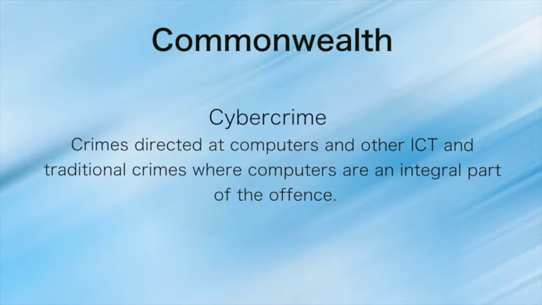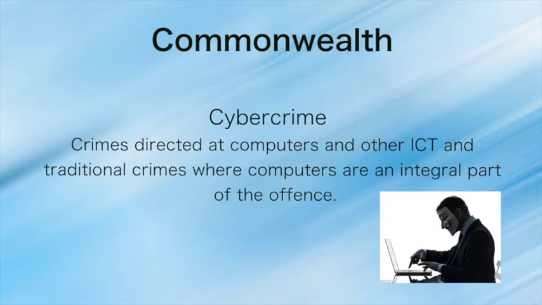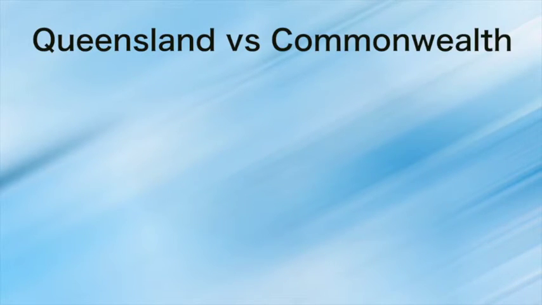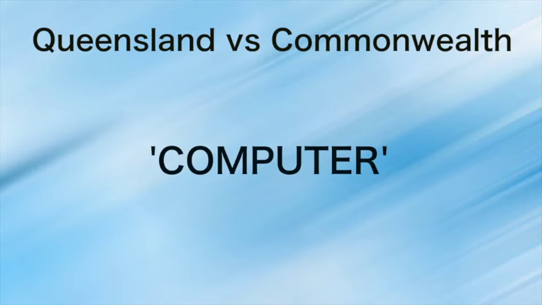The Commonwealth uses the term cybercrime to describe both crimes directed at computers and other information communications technologies, such as hacking and impairment attacks, and traditional crimes where computers are an integral part of the offence. While the Queensland legislation specifically refers to systems of networks of computers within the definition of computer, the Commonwealth legislation refers to a computer under the Cybercrime Act model where it is not defined. The ordinary meaning of computer therefore must be applied.